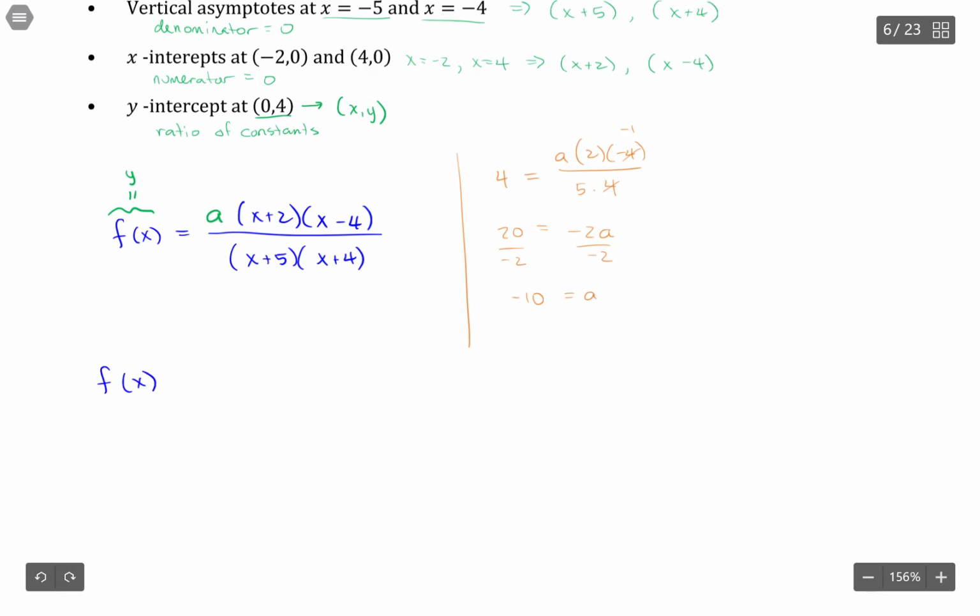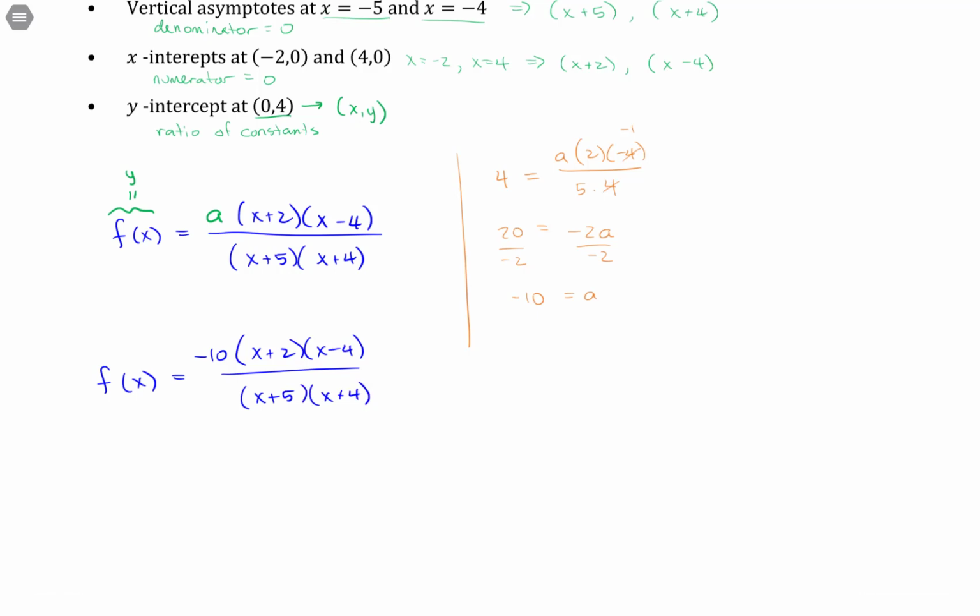So the function that fits here is going to be -10 times x plus 2 times x minus 4 all over x plus 5 times x plus 4. And there's no need to multiply that out. You can leave that in factored form.